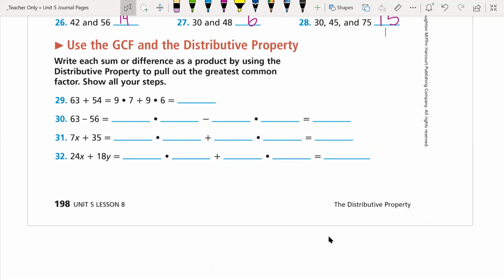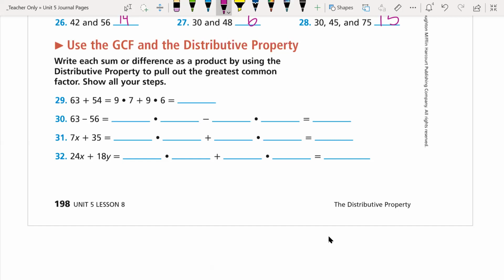So now we're going to combine what we know about the greatest common factors and the distributive property. And this is a huge jump, so bear with me. Please write down questions so that I can answer them for you tomorrow on Zoom. Okay. So write each sum or difference as a product using the distributive property to pull out the greatest common factor. Show all your steps.